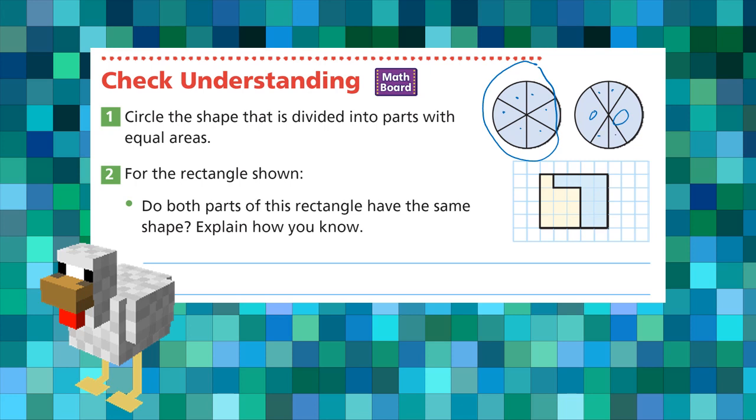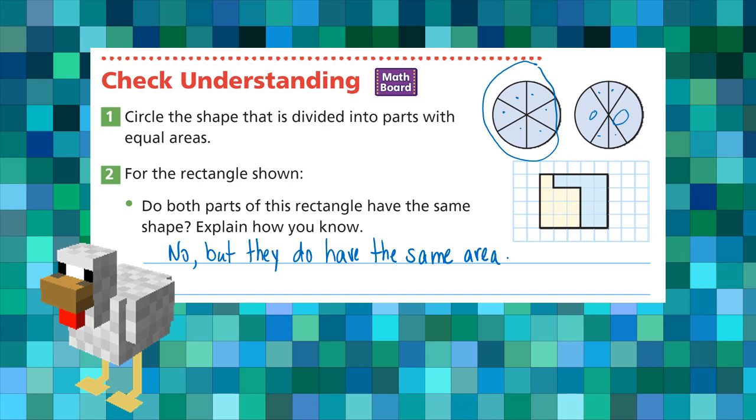Okay, good. And number 2, for the rectangle shown, do both parts of this rectangle have the same shape? Explain how you know. No, they don't, even though they have the same amount of sides. If you cut them, they won't really go on top of each other. Okay. Do you notice anything else about their size? But they have the same area of square units as 10. Good. So no, they're not the same shape, but they do have the same area.